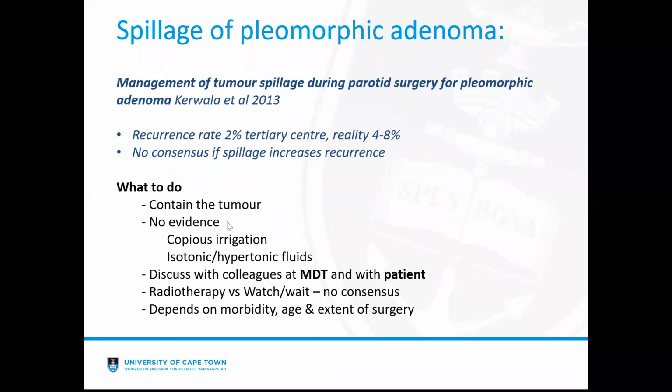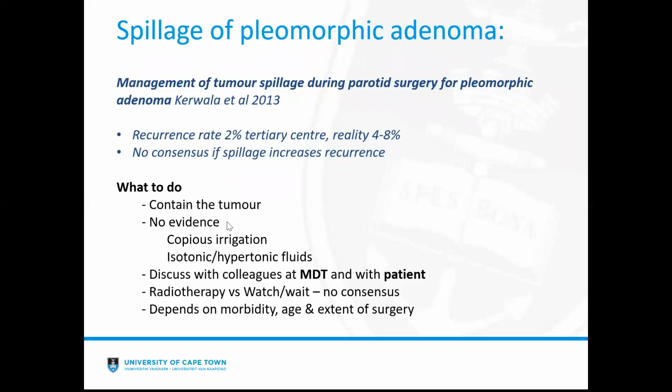So moving on to how to manage spillage of pleomorphic adenoma, what to do in the event that you accidentally rupture the capsule. Management of recurrence and tumor spillage is controversial, and I must acknowledge this paper and a presentation by Mr. Orlinde at the 2019 Cape Town Masterclass. Firstly, the recurrence rate of pleomorphic adenoma in a tertiary center is roughly 2%. Outside of this, it's probably more realistically around 4 to 8%.